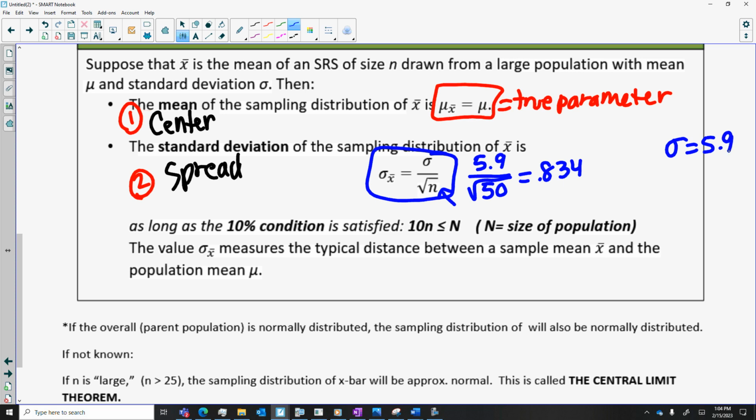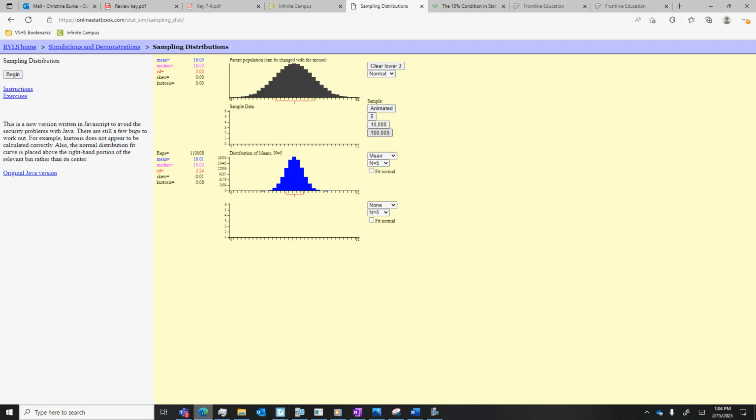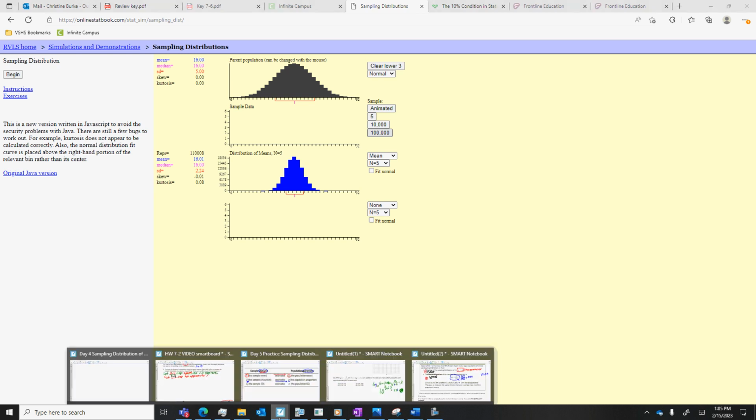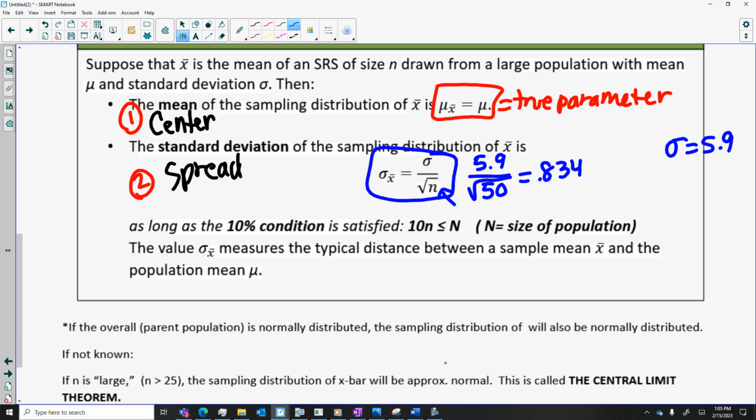So remember back to my applet that I just showed you guys. In the applet, the standard deviation of this sampling distribution is way less spread out than the standard deviation of the population, because we're finding the means, finding the means, finding the means. So less spread out than the population, which is what we said. And this says the center is centered at the true parameter value.